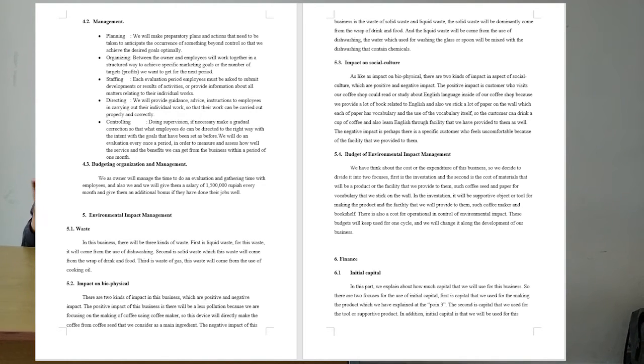Then the next impact is impact on social culture. As with impact on biophysical, there are two kinds of impact in the aspect of social culture, which are positive and negative impact. The positive impact is that customers who visit our coffee shop will cultivate or study the English language inside our coffee shop, because we provide a lot of books related to English, and we also stick a lot of paper on the wall, where each paper has vocabulary and the use of the vocabulary itself.